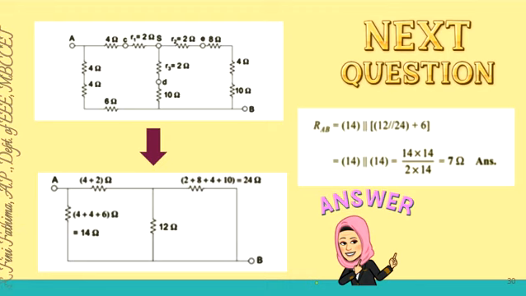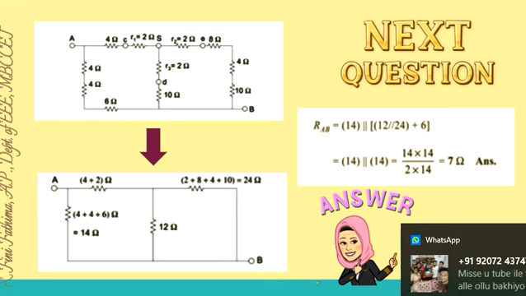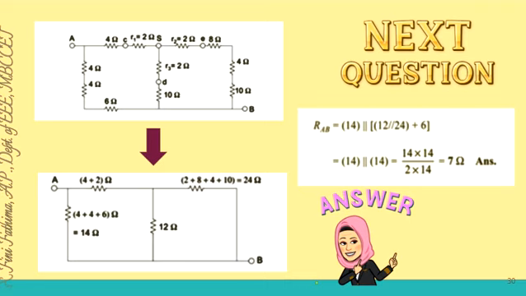This parallel combination gives the answer 8, and it is in series with this 4 plus 2, so 6. 8 plus 6 is 14. So after solving this entire thing we will get 14, and that 14 resistance is in parallel with this 14 resistance. 14 and 14 in parallel is 7, so the net answer is 7 ohm.